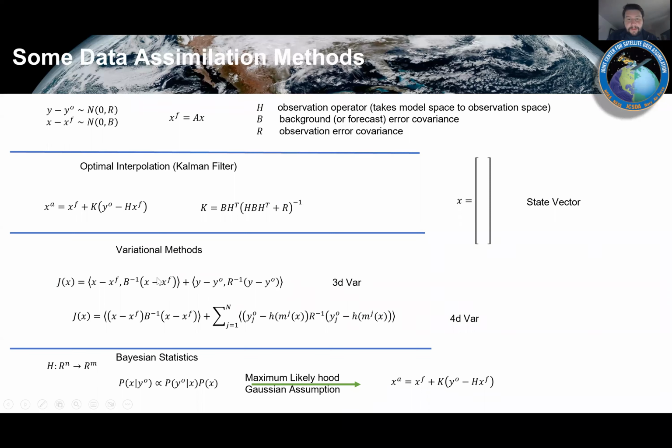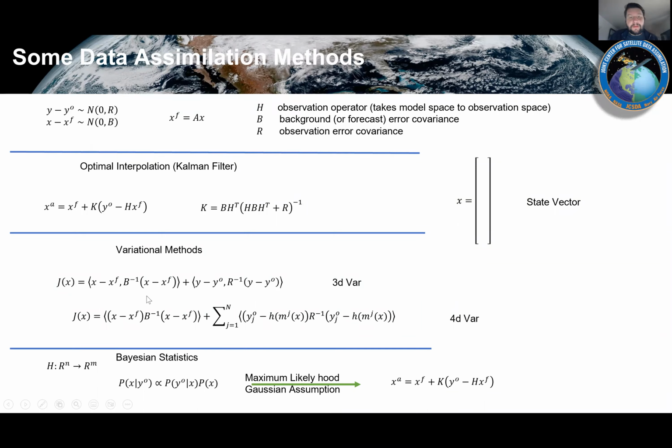3D var is 3D variational. This is just minimizing a cost function J that compares your forecast. We're trying to find the best X that minimizes this. So we've got the background error covariance, and then we have our observation. You can think of this Y here would also be H of X, but it's 3D in that we only do it at one time, right? So we have one observation, one forecast, and then we minimize this cost function to find the optimal X.